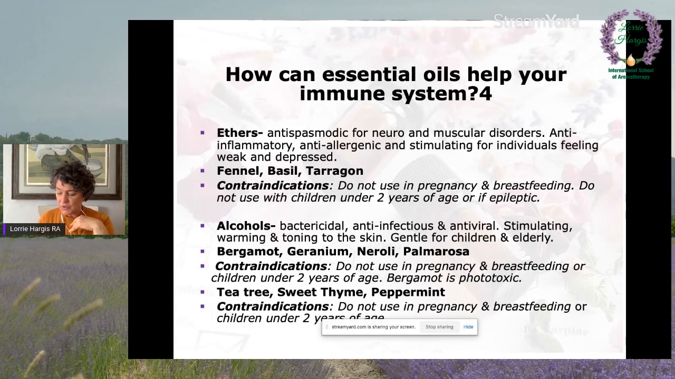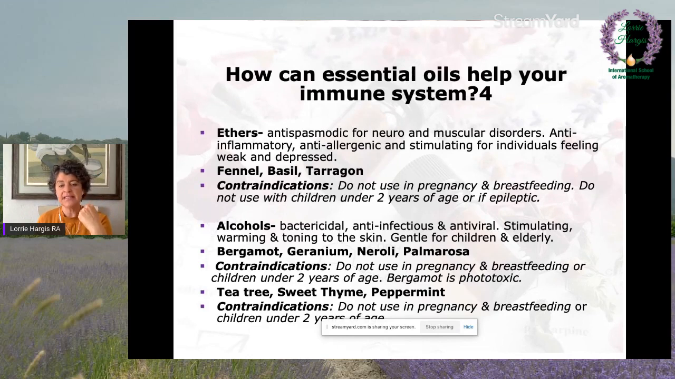Tea tree and sweet thyme. We have the tea tree, sweet thyme, and peppermint. These are also alcohols, and they're wonderful to use for the immune system. Peppermint is anti-inflammatory. Sweet thyme is anti-inflammatory. Tea tree works on many different kinds of viruses.